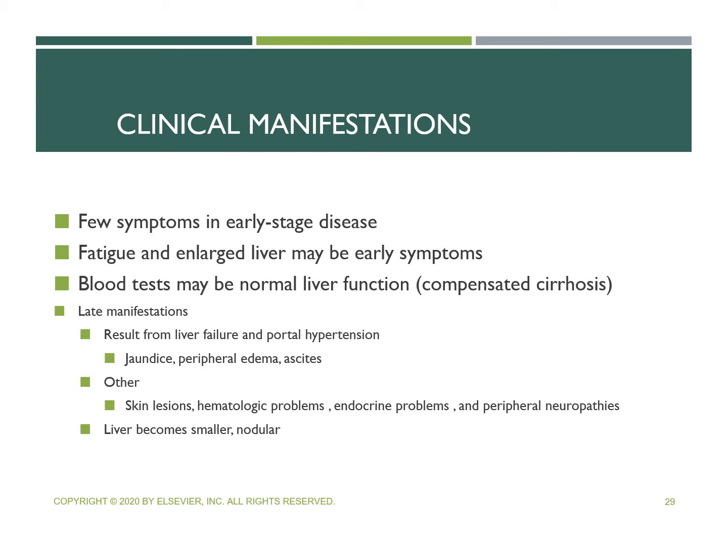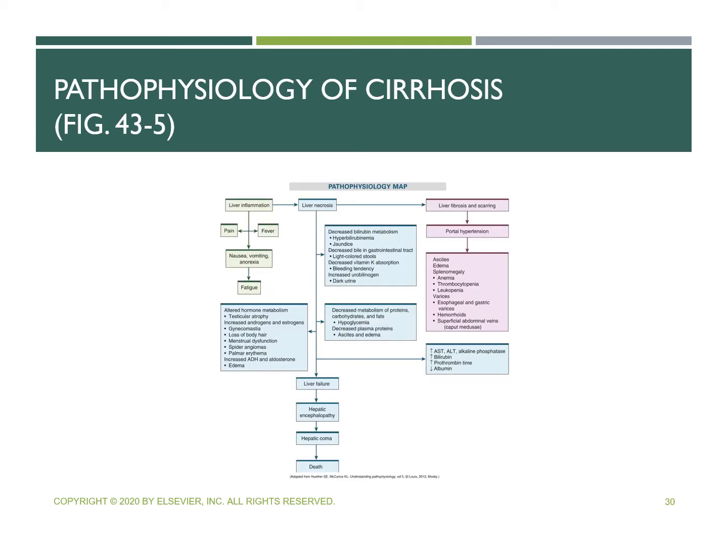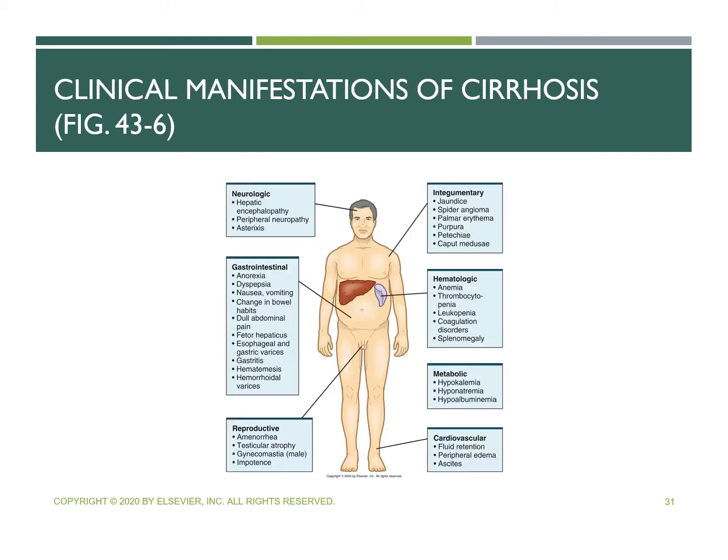There is also, with hepatitis, 25% of patients with hepatitis B can develop cirrhosis, and 20% of patients with hepatitis C can develop cirrhosis. So there are some other causes as well. This chart is also located in your book, and it does a nice job of explaining the pathophysiology of cirrhosis, from the inflammation to the necrosis. This figure does a nice job of explaining the clinical manifestations of cirrhosis. It is also found in your book.